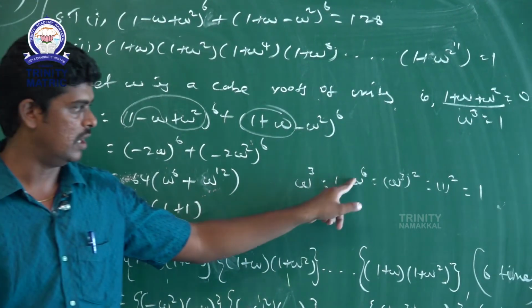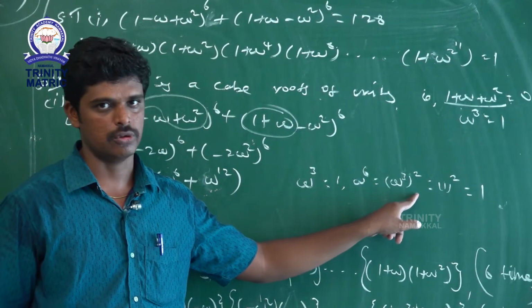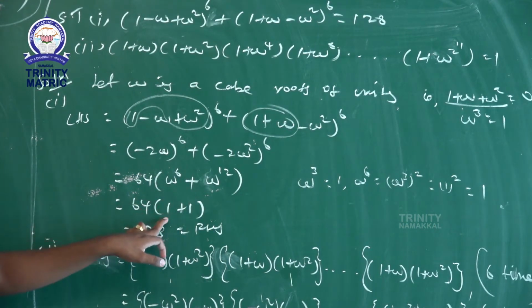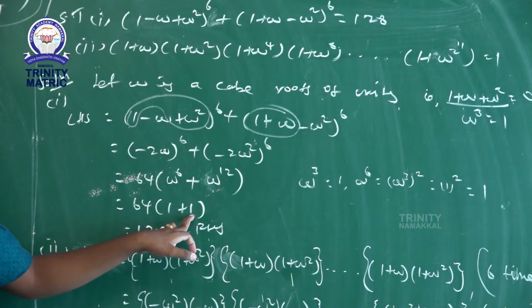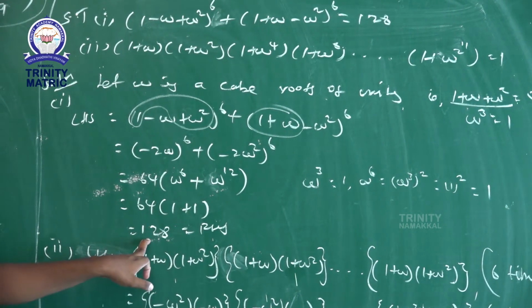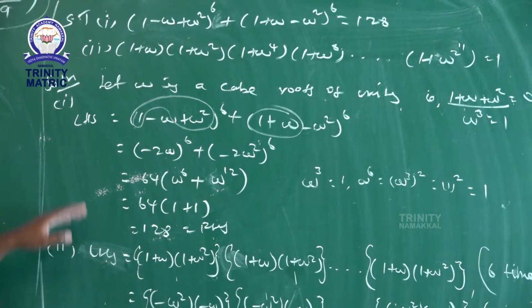What is omega power 12? Omega cube whole power 4. So 1 power 4 is equal to 1. Same type: omega power 6 means 1, omega power 12 is also 1. So 1 plus 1 is 2, and 2 into 64 is 128. This is the RHS. So this is the first proof.